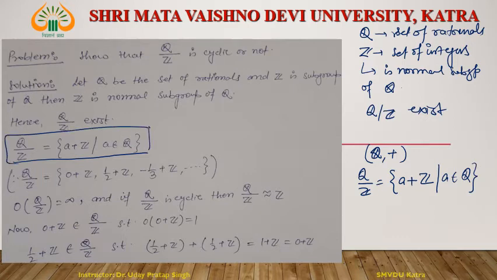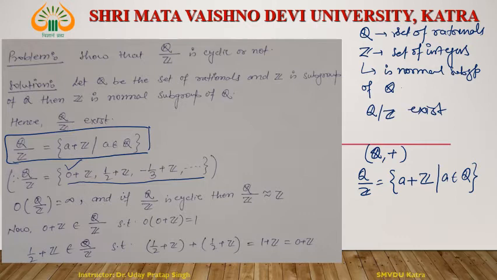Then what are the elements of Q by Z? Something like this: a belongs to Q, 0 is rational, so 0 plus Z; 1 by 2 is rational, so 1 by 2 plus Z; minus 1 by 3 plus Z; 1 by 5 plus Z. What is the order of Q by Z? Infinitely many elements are present in Q by Z. Therefore, the order of Q by Z is infinite. Okay.